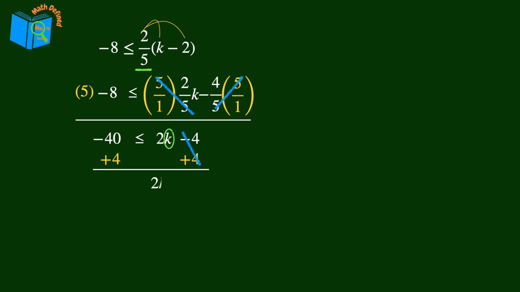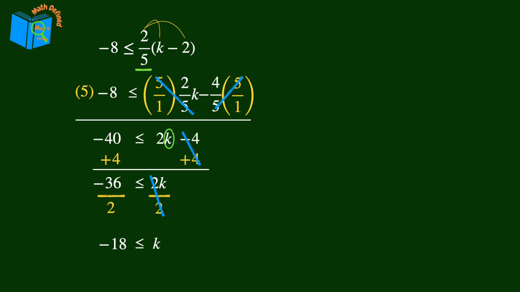The 4's on the right cancel out, leaving 2k is greater than or equal to. On the left, negative 40 plus 4 is negative 36. The fourth and final step is to divide each side by 2. The 2's on the right cancel out, leaving k is greater than or equal to. On the right, negative 36 divided by 2 is negative 18.